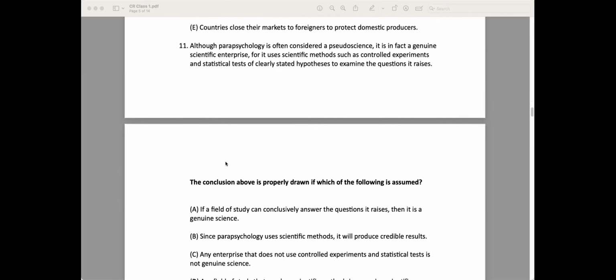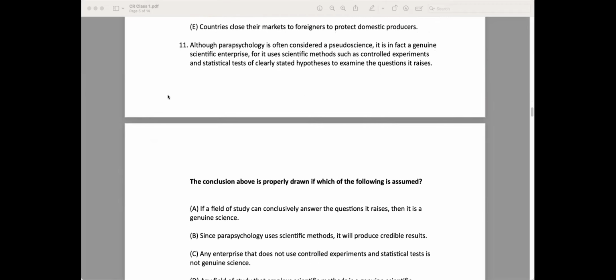11th. Okay. Good question again. And this is not entirely different from what we have done already. Okay, it's similar to what we have done.